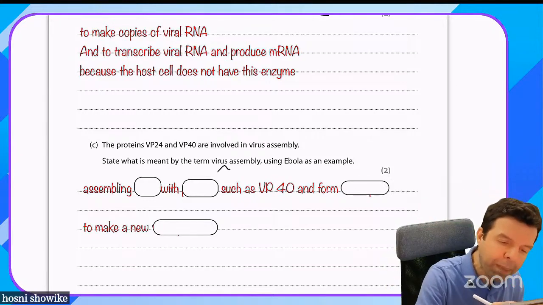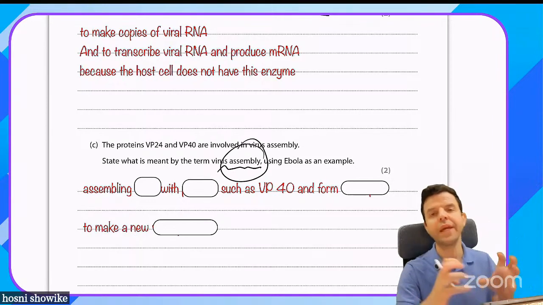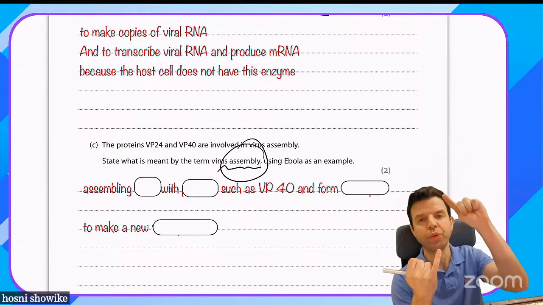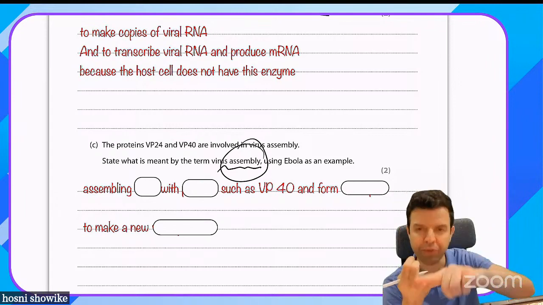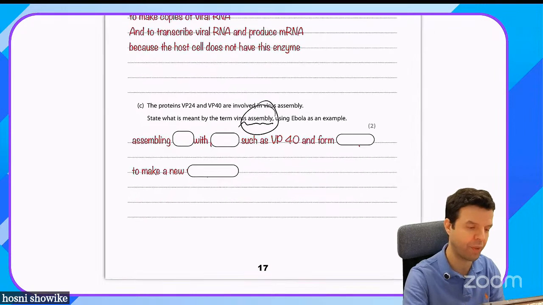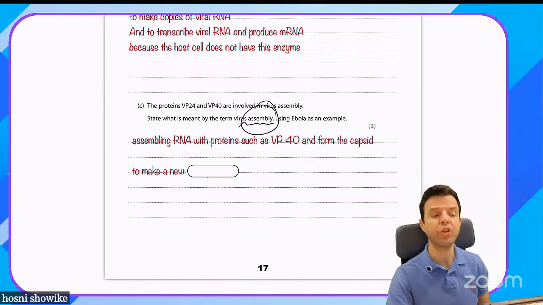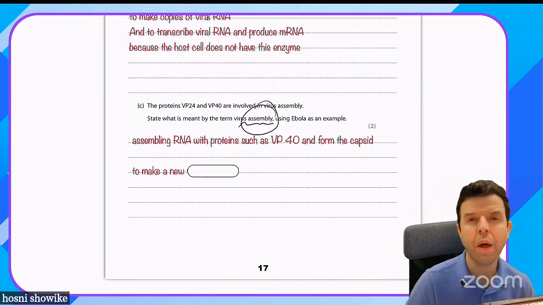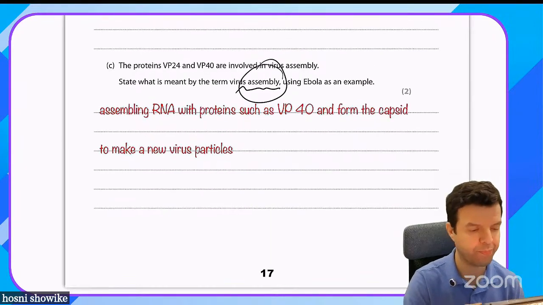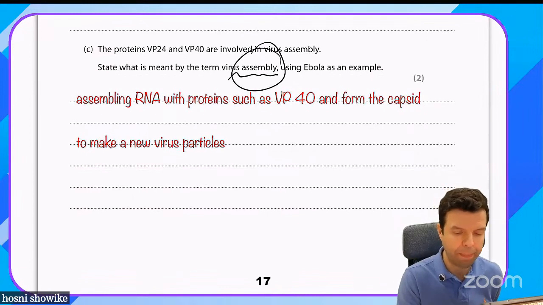What about assembly? When I say viral assembly, that's when we pack the virus. We put the genome, the capsid, the enzymes all in one package. So I'll say this one here. That's when I assemble the RNA genome, the proteins, form the capsid, and we make new viral particles. Okay?